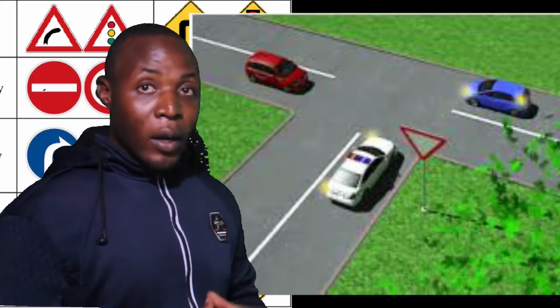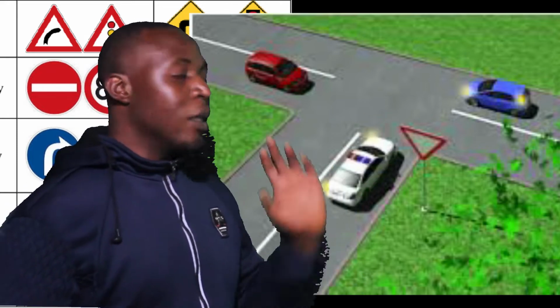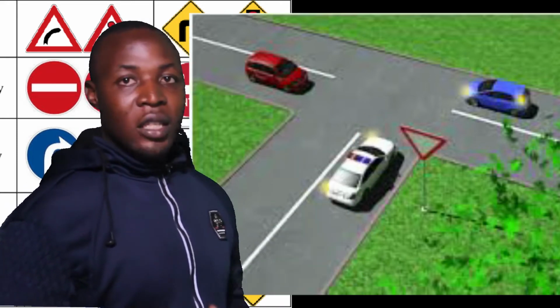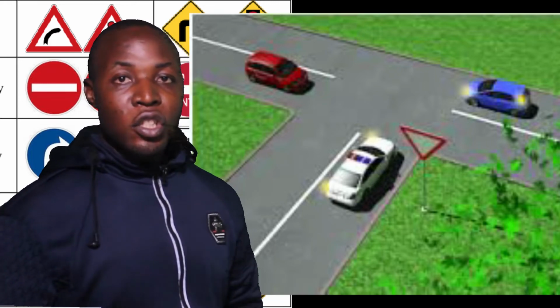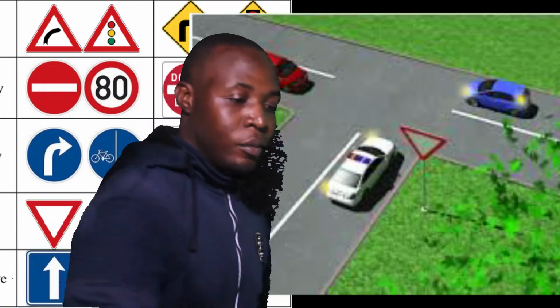So that is the order of passing in this type of road or in this situation. So I would like us to go into another situation on a T-junction.